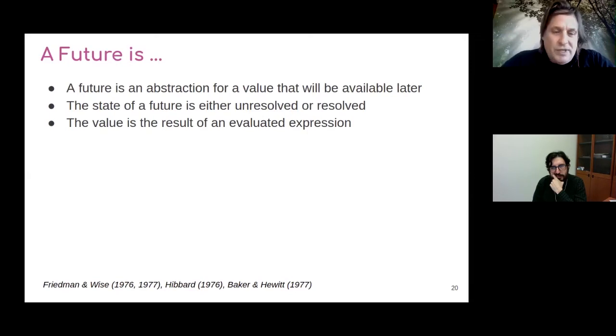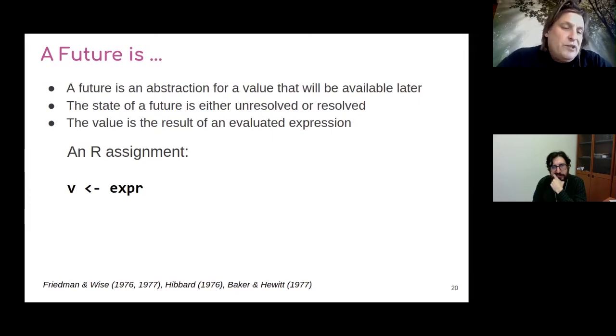Okay, so what does this mean? Let's look at a basic R assignment. This looks like a one-line single statement, but if you look at it from R's perspective, it's actually a two-step thing going on. R will take the expression, which can be very complex, or it can be very simple as 1 plus 2, or it can be a big expression. R will take that expression, it will evaluate it, and it will take the value, and in the second step, it will assign it to the variable v.